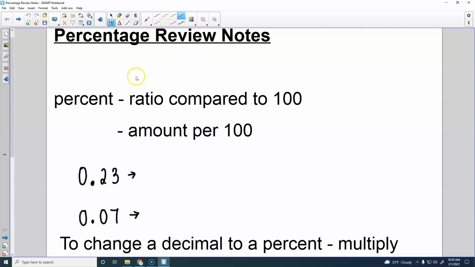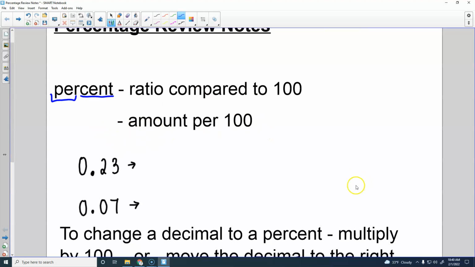All right, so a percent. You guys talked about this some yesterday. It is a ratio compared to 100. If you think about the word, per means for every. Cent is going to mean 100. If you think about a century is 100 years, or a centimeter, there are 100 centimeters in a meter. A centipede doesn't necessarily have exactly 100 legs, but it's got bunches of legs, right? So cent means 100. There are 100 cents in a dollar. So it's your amount per 100.